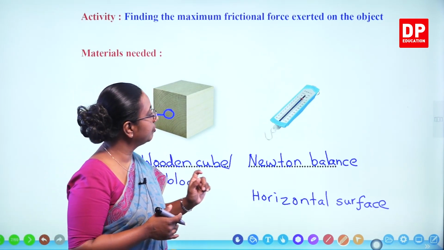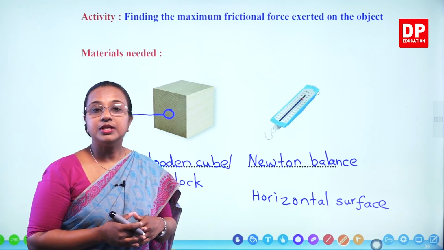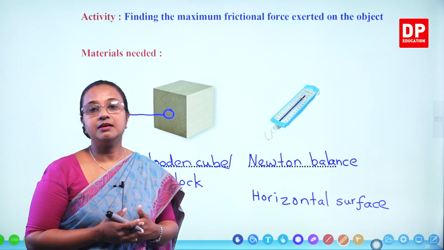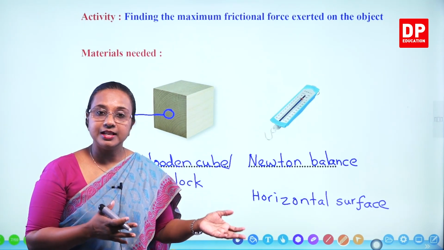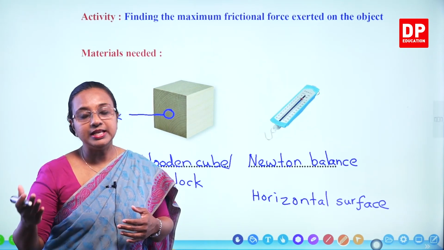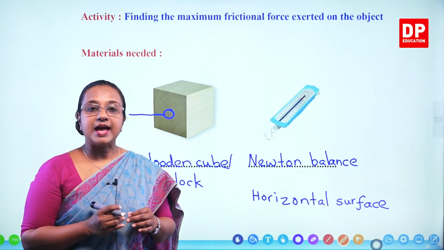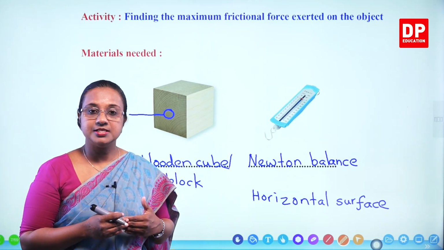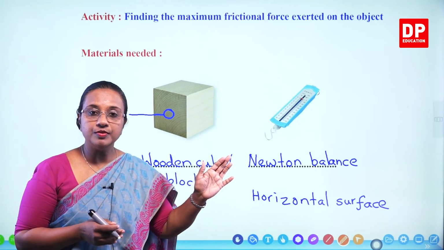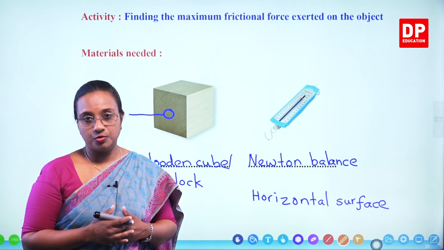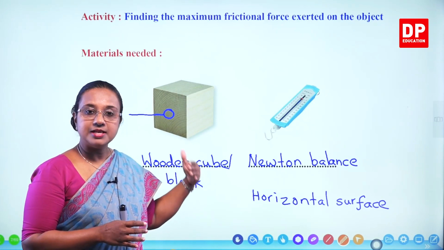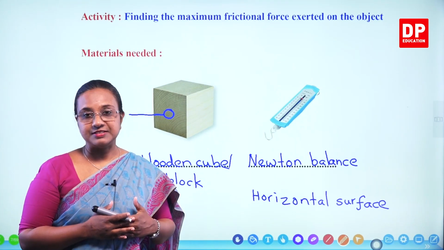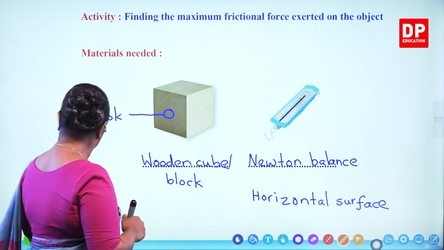And then at that moment, you can get the Newton balance reading. Or if you are using a spring balance, you can get that reading in grams. You can either get the reading in newtons or in grams. So from that, we can determine how the frictional force changes when an object is trying to move and when the object is moving. Let me summarize this method again for you all, and after that, I will do the activity in the lab. The method.